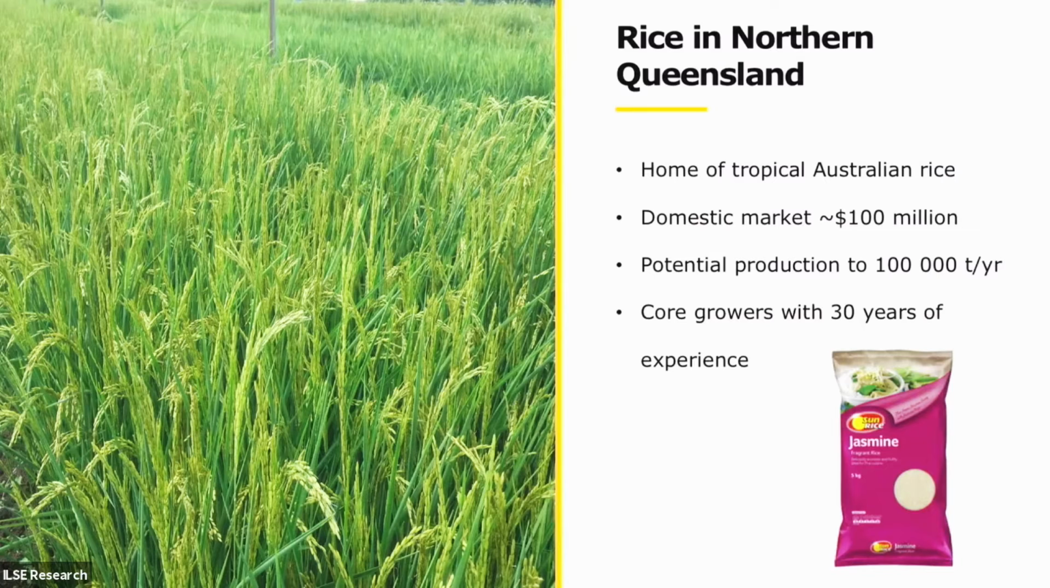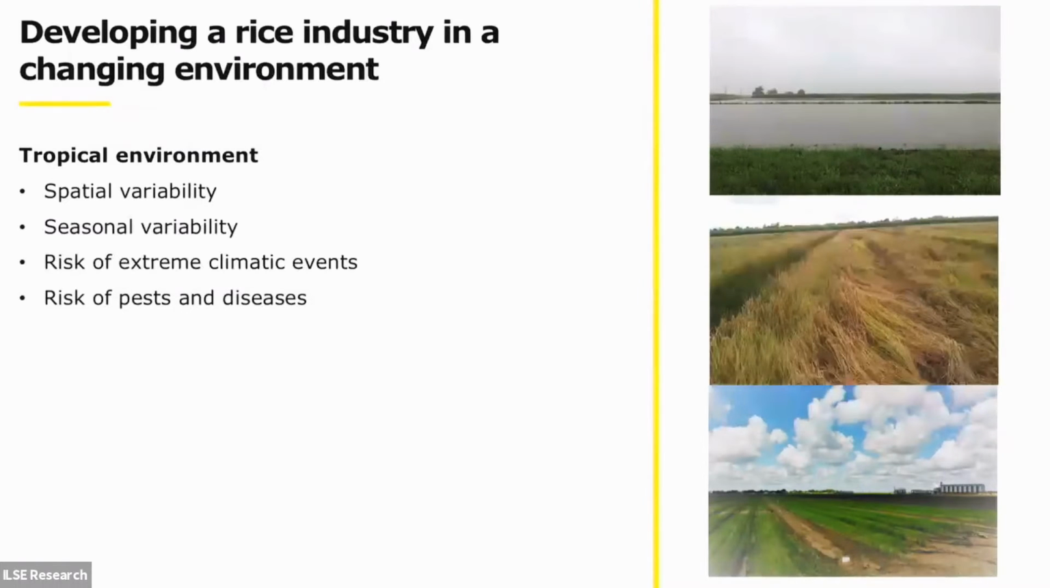At the moment, rice in Northern Queensland relies on a few core growers. They have more than 30 years of experience. So this is a community where the industry is based in its establishment in Northern Queensland. But there are challenges in establishing the industry there, in building a scalable industry in Northern Queensland. One of the main challenges is that it's established in a tropical environment. It has seasonal variability and spatial variability in terms of soil and climate. It has a high risk of extreme events, as you can see here in this graph.